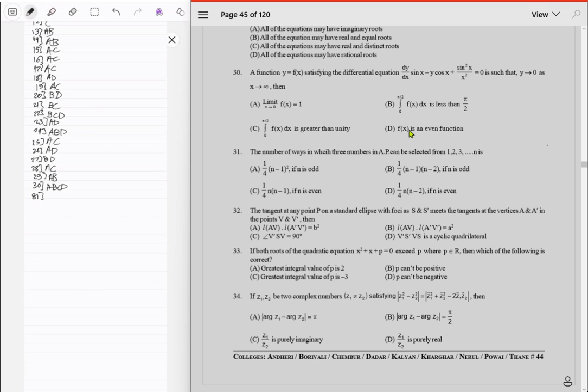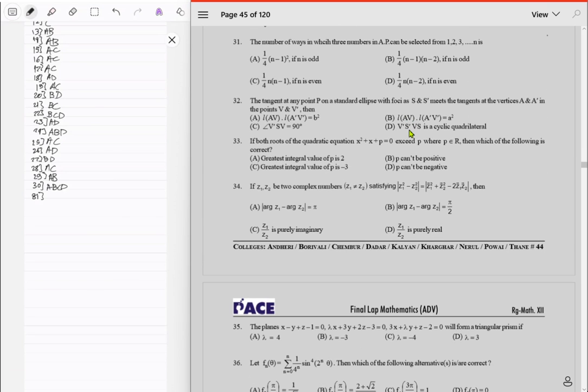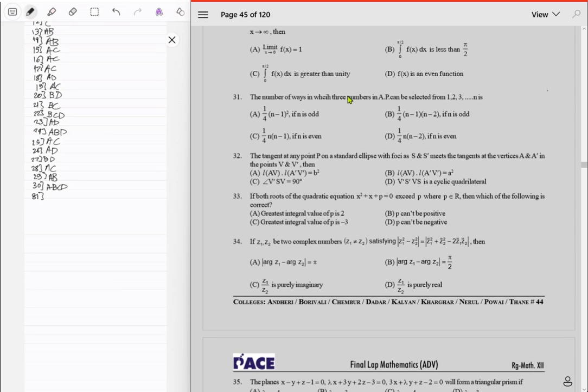31 is the number of ways in which three numbers in AP can be selected from 1, 2, 3 till n. Okay, wait, what? Three numbers in AP from this set is, achha. Shit. Okay, I understood. And even and odd, things like that. I don't have time for this silly thing. You know, let's just use special cases.